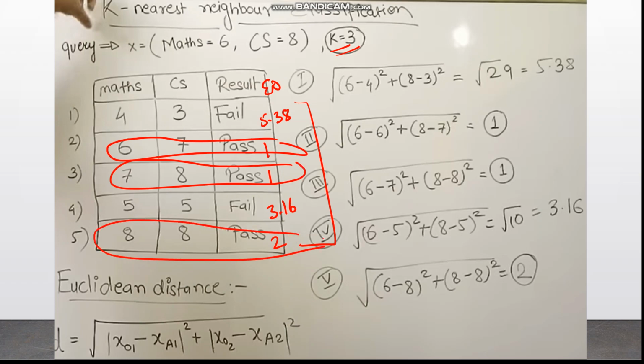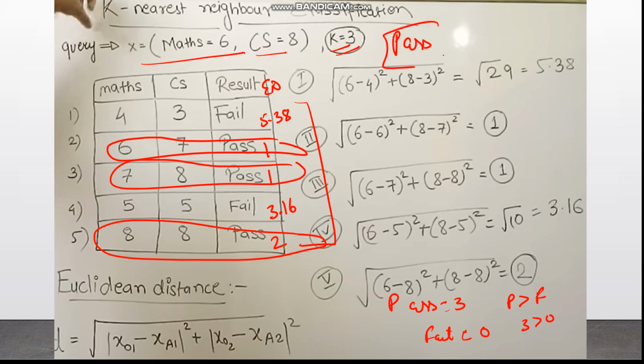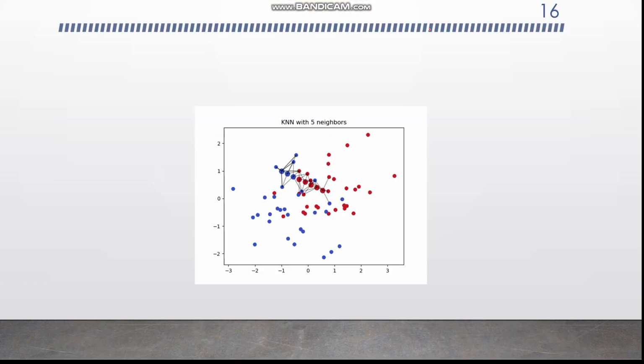Now in this case, from these chosen classes, the count of pass is 1, 2, 3 and the count of fail is 0. So it means pass is greater than fail because 3 is greater than 0. So it will say that the query, this student having 6 marks in mathematics and 8 marks in CS, will pass. So the answer is declared to be pass in this case. So this is how my k nearest neighbor algorithm works.